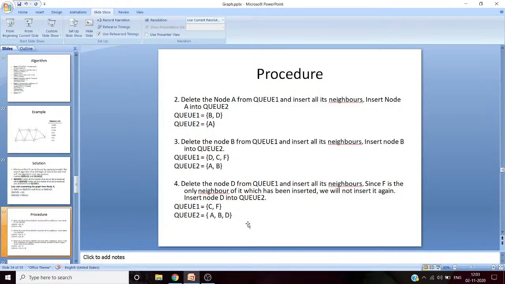Neighbors will be contained by Q1 and which node is processed will be contained by Q2. Processed means we have checked all the neighbor nodes of that particular node. Clear? Fine. Next in the queue is B. So we have to check all the neighboring nodes of B.